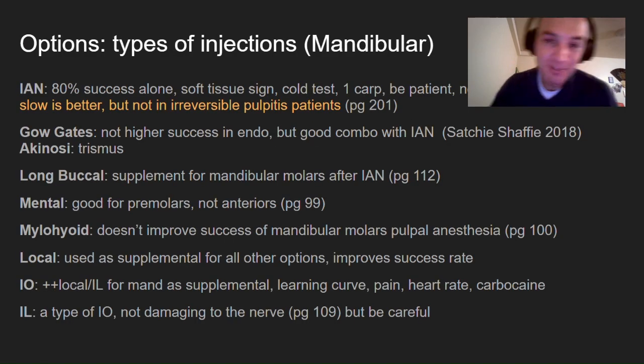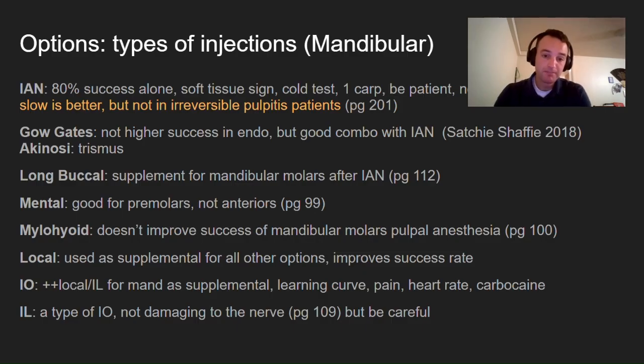So going back, we're at our mandibular injections. Slow can be more successful, but not for irreversible patients, for an inferior alveolar nerve block. But it is more tolerable by the patient.